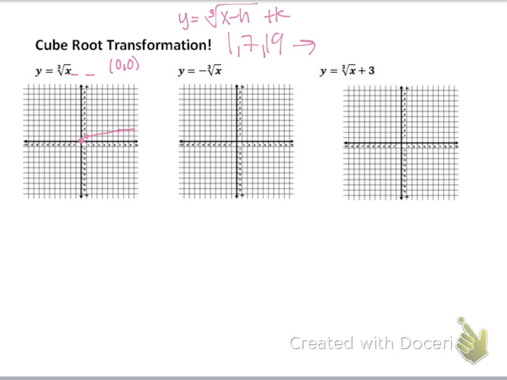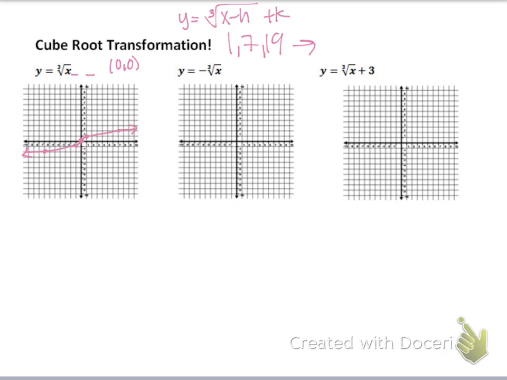Okay, so there's the top half, but it needs to look like a skinny S. So my next one is down 1, left 1, down 1, left 7. Okay, so there's how my cube root is going to look. When we do cubic, it's going to be the same thing, just turn the other way. So it'll be the 1, 7, 19 up. So right 1, up 1, right 1, up 7, right 1, up 19.